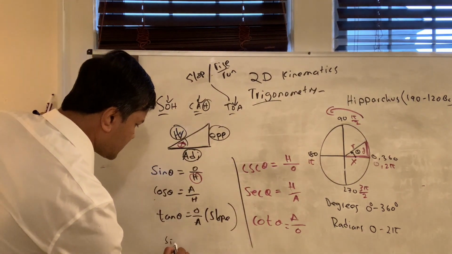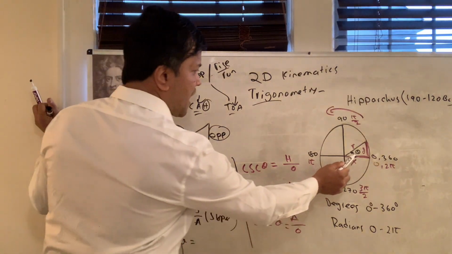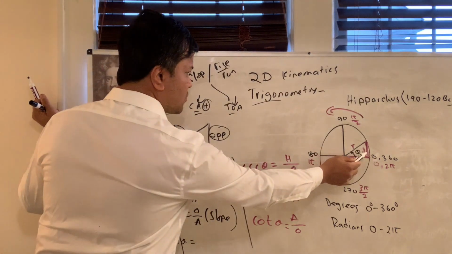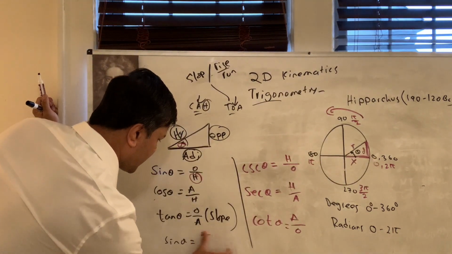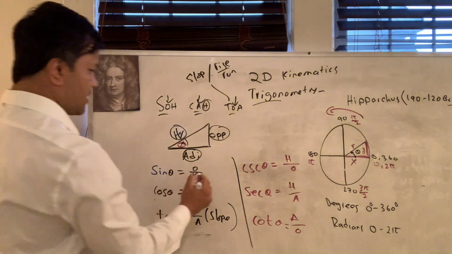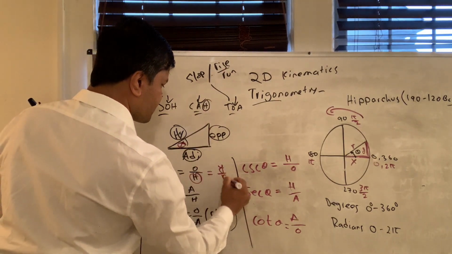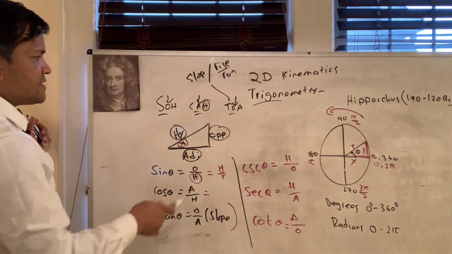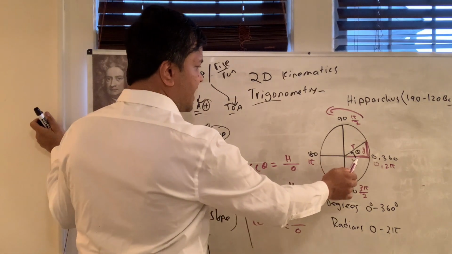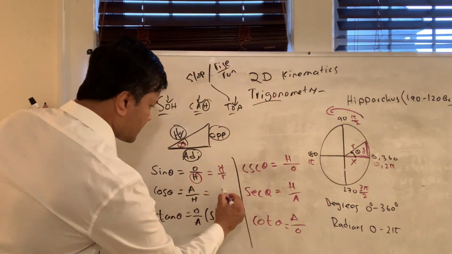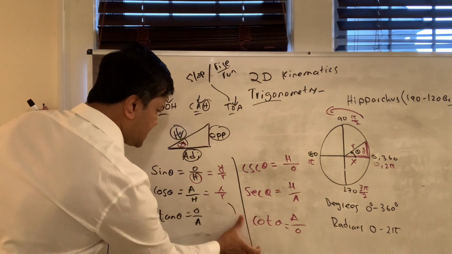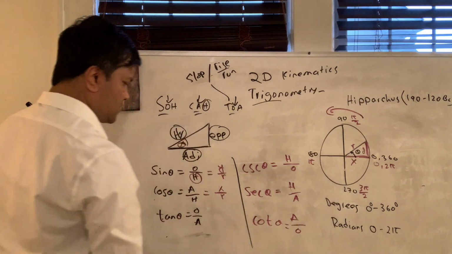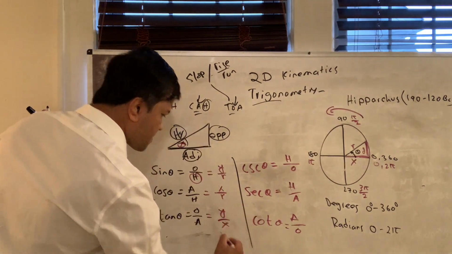So if you do that, then what do you get? Sine theta is opposite over hypotenuse. So opposite is y over r. So I'm going to write it over here, in a different color, y over r. And let's write the cosine theta. Cosine theta is adjacent over hypotenuse. So adjacent is x, and hypotenuse r, so x over r. And tangent is opposite over adjacent. So opposite is y, and adjacent is x, so y over x.